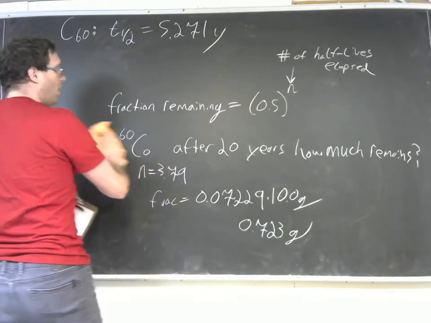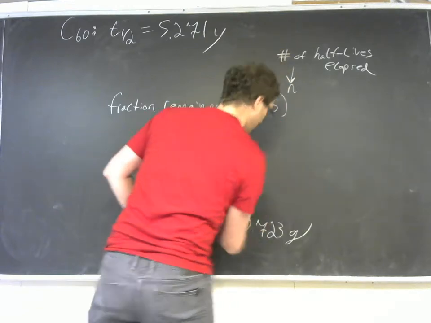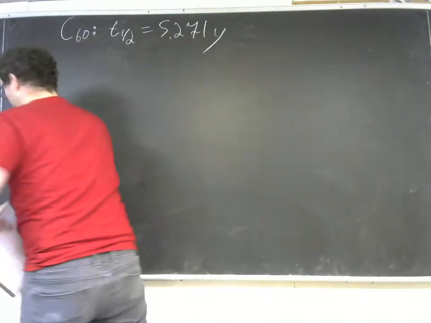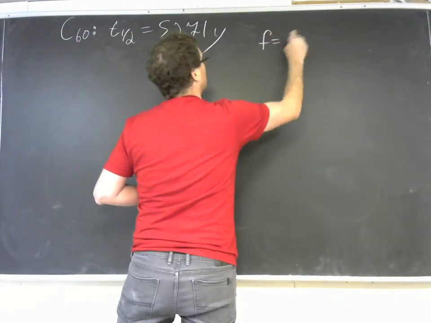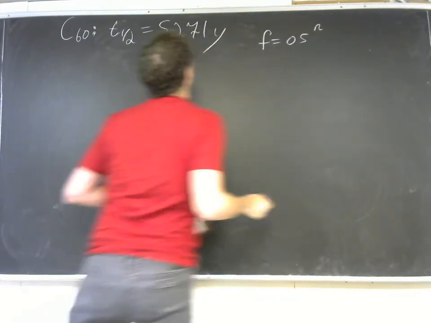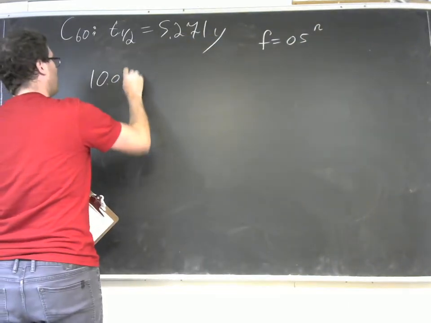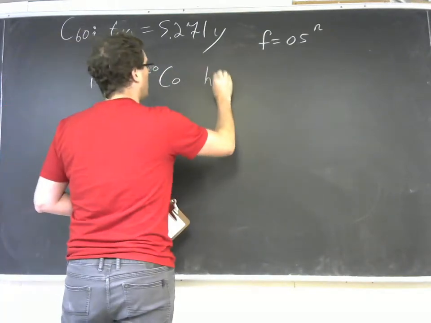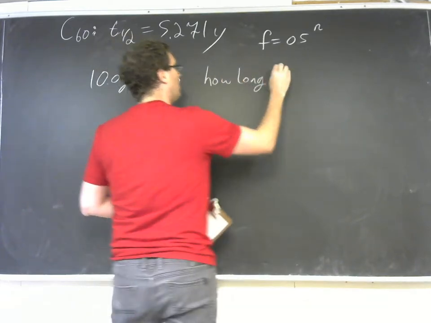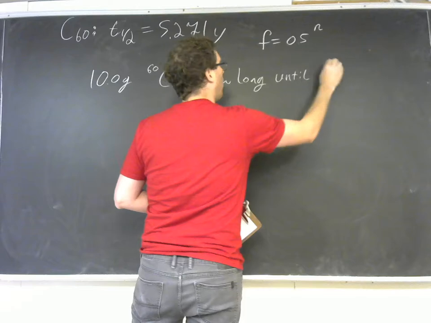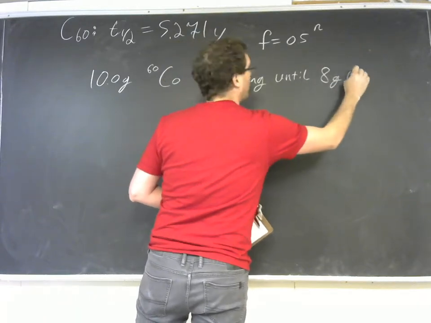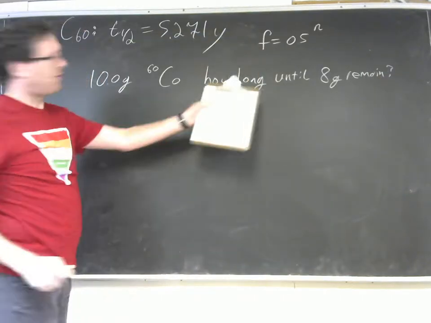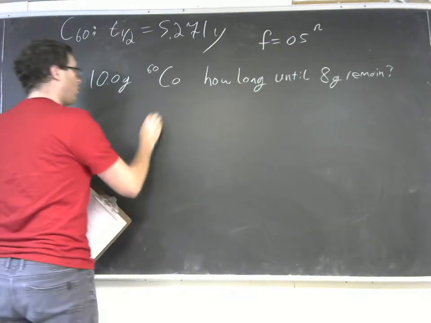And then the other way you might want to solve this sort of a question is to say, how long will it take to reach a certain amount? And these are a little bit more tricky. So we'll say that the fraction is equal to 0.5 raised to the nth. And so we'll say again we've got 10.0 grams of cobalt-60. And my question is, how long until only 8 grams remain? Okay, well, 8 grams as a fraction is 0.8.